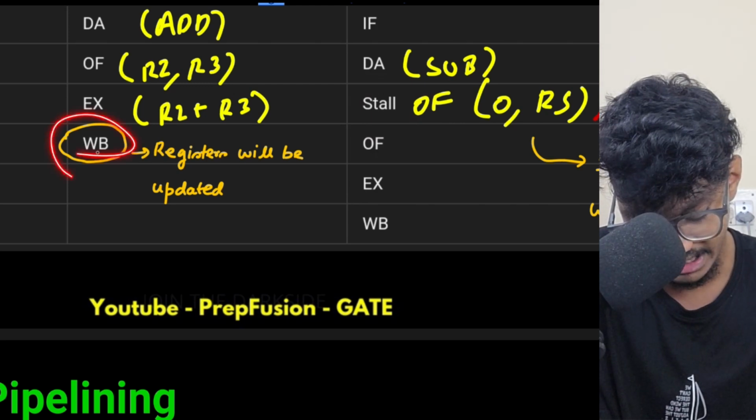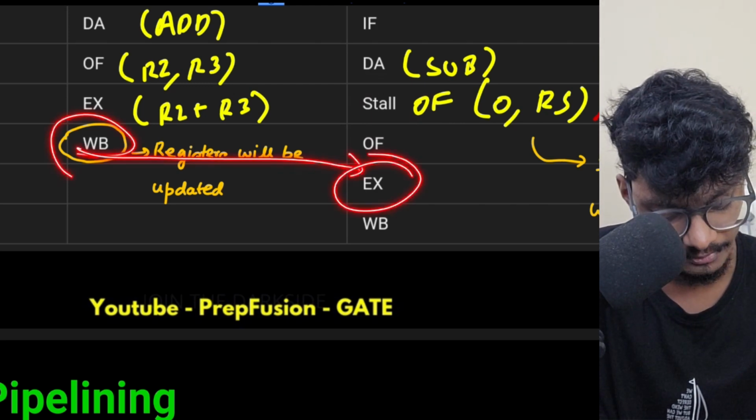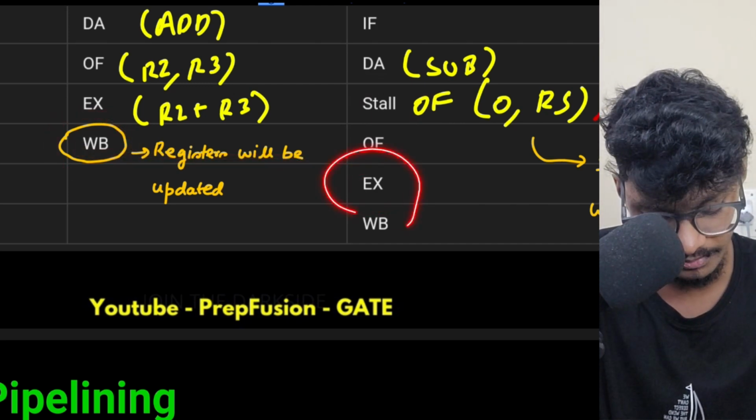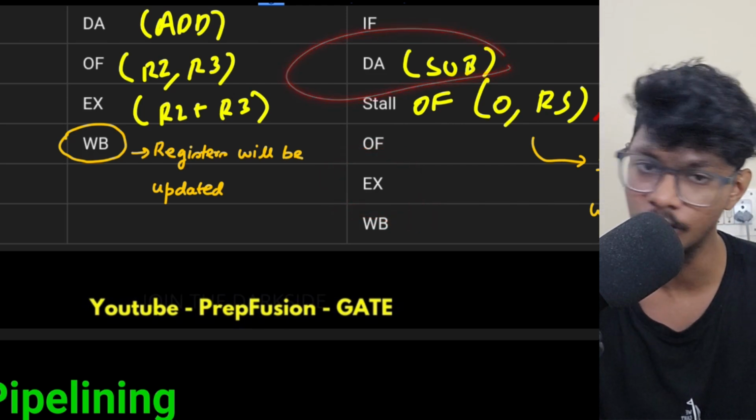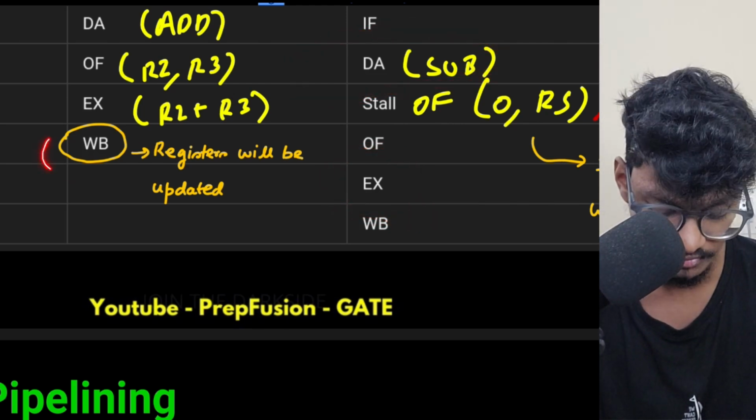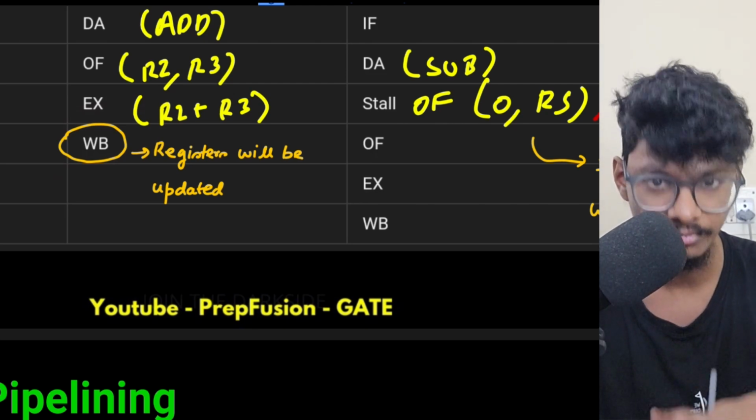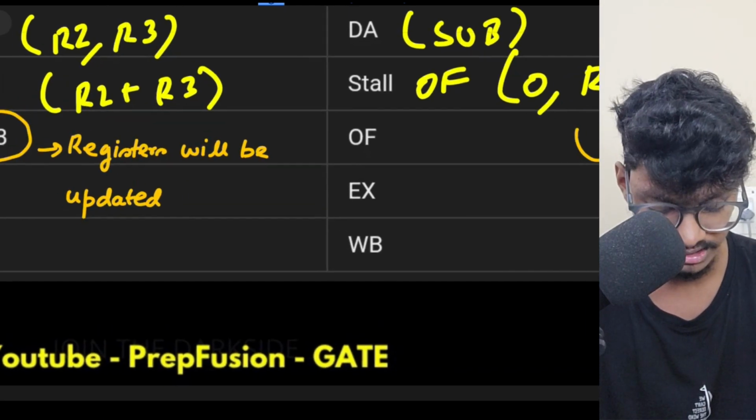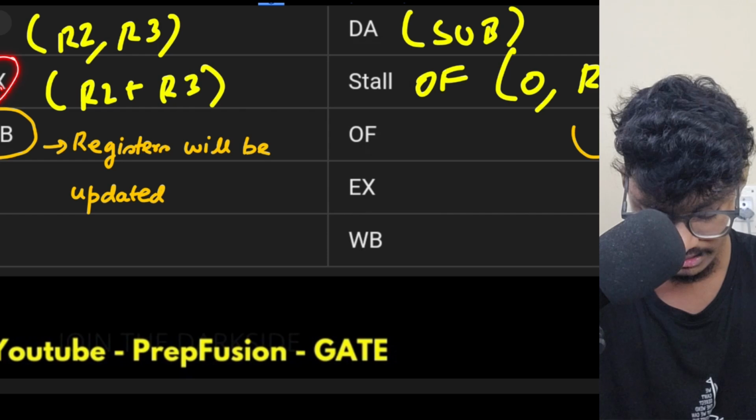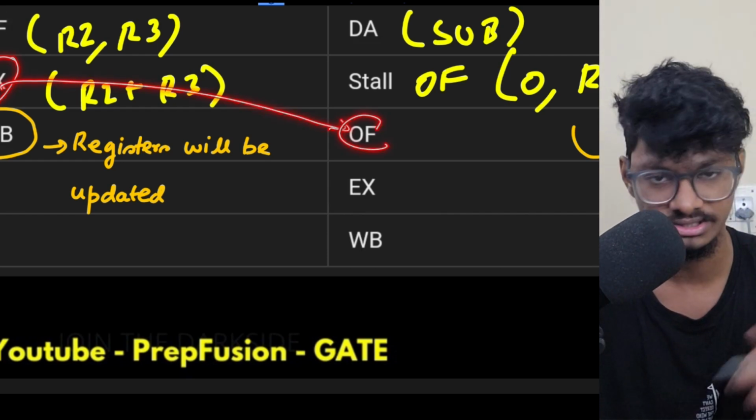So after this write back, I am supposed to start my operand fetch. I cannot simply start my operand fetch here. Decode instruction can be here, but for operand fetch I have to wait till write back, or there is a concept known as operand forwarding that I will come to in the next few slides. That does what? After this execution, it instantly gives the result to the next instruction.